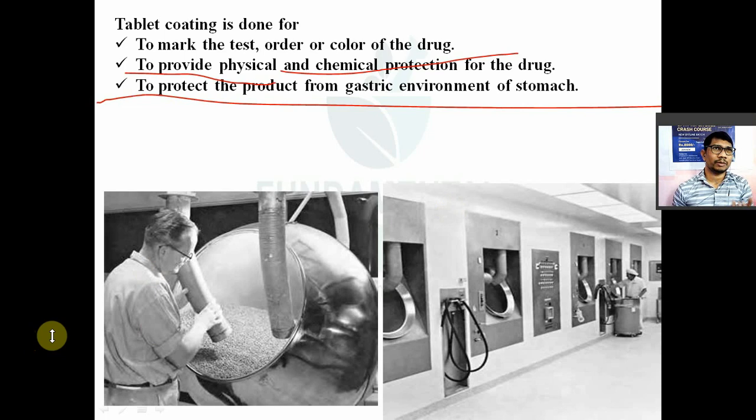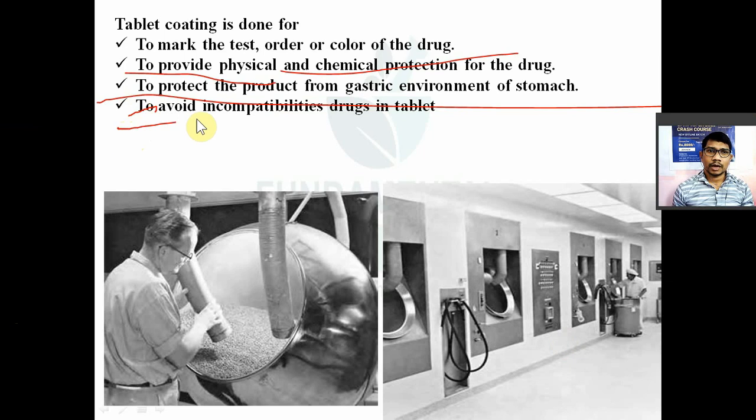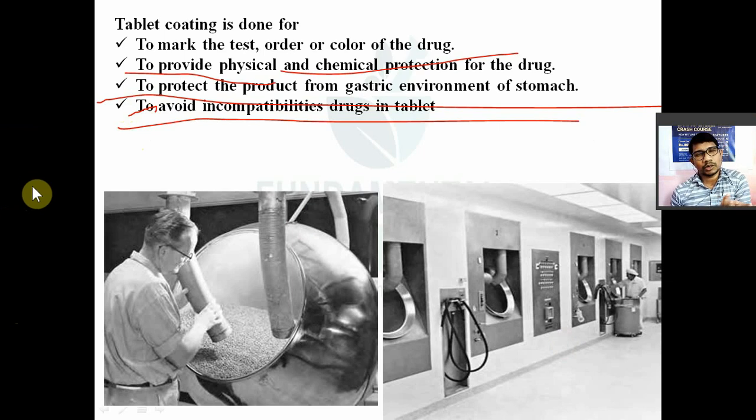Again, to avoid incompatibilities between drugs. If you are formulating a tablet containing two drugs, and both drugs are incompatible with each other, you have to formulate one drug tablet, coat the tablet with an impermeable thin coating, and then compress that tablet again. So a bilayer tablet to avoid incompatibility. To improve pharmaceutical elegance by use of special color and contrast printing, so the tablet will look beautiful. So these are the reasons for tablet coating.